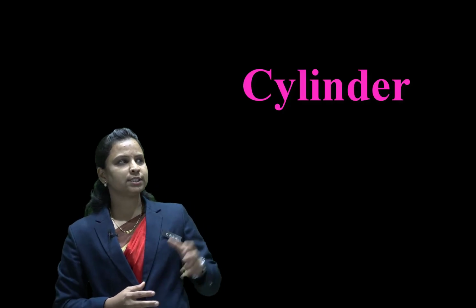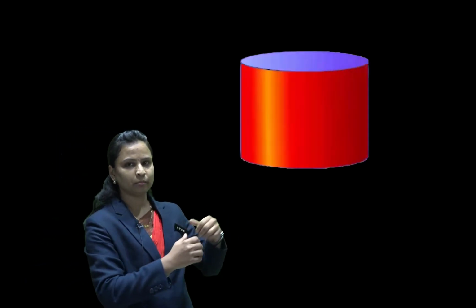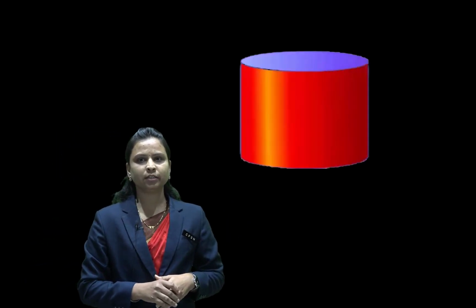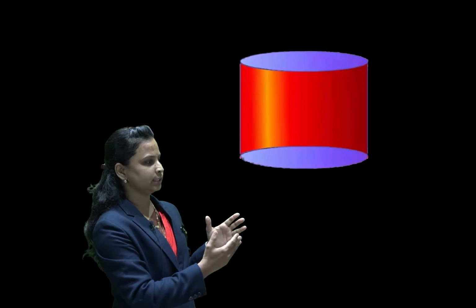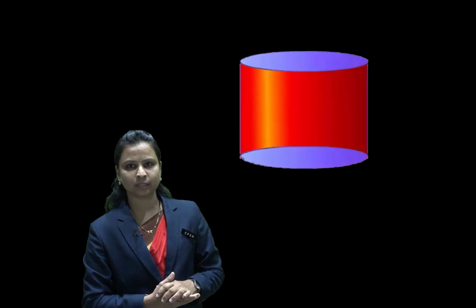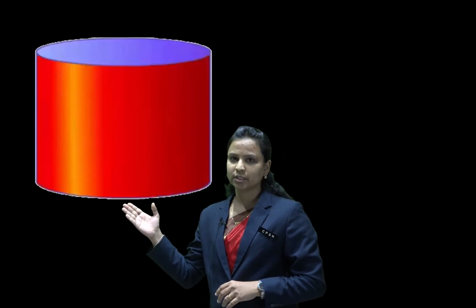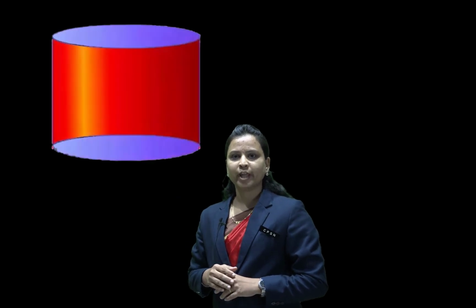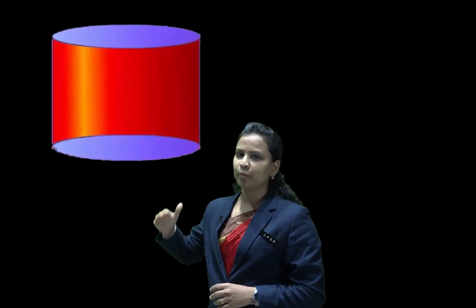Now see about the cylinder. This is a cylindrical shape. In a cylinder, there are curved surfaces and flat surfaces as well. The curved surface area is nothing but the area of the curved surfaces. In a cylinder, there are two flat surfaces at the top and the bottom.